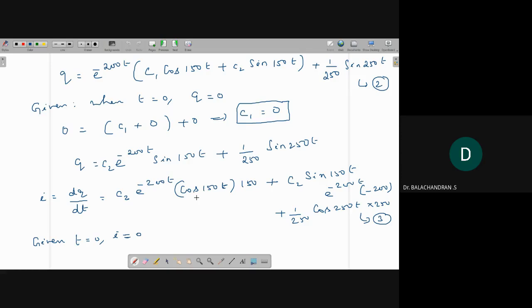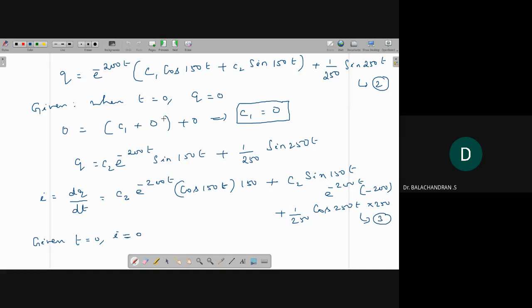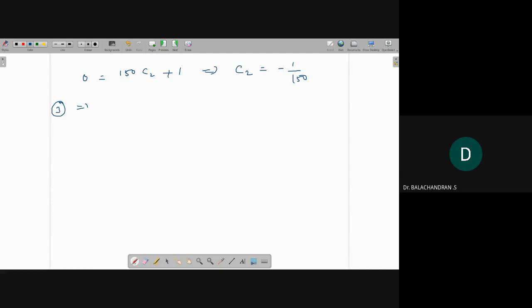Here we have 150 into C2. And this is 0 because the sine term is here. And here 250, 250 gets cancelled. This is cos 0, which is 1. Plus 1. So this implies C2 equal to minus 1 by 150. We got the C1 and the C2. Substitute the value of C2 in this equation. Either one, equation 3 or this one, which is 4. Equation 3 implies, now substitute the value of C2 here.